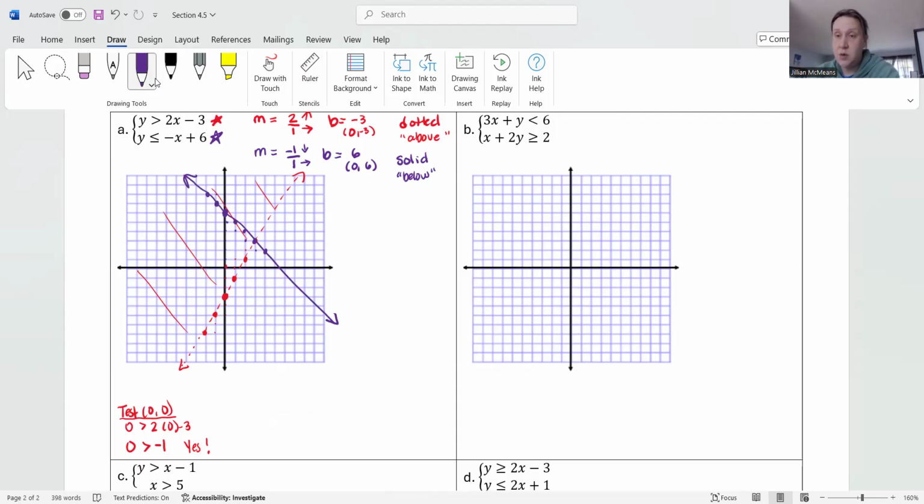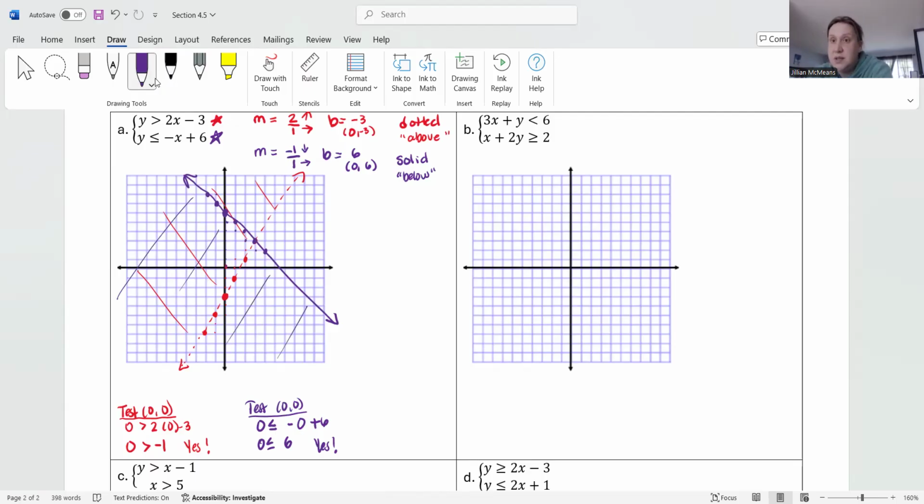And again, I always test the origin unless my line goes through the origin. And my line does not go through the origin here. So I'm going to test 0, 0 in my original inequality. So anywhere I see an x or a y in the original inequality, I'm going to replace it with 0. So we want to know, is 0 less than or equal to -x, which is just 0, plus 6? So is 0 less than or equal to 6? 0 plus 6 is just 6. And the answer to that would be yes, 0 is less than 6. So that tells me the origin is part of the solution set for the purple line. So I would be shading below the purple line.